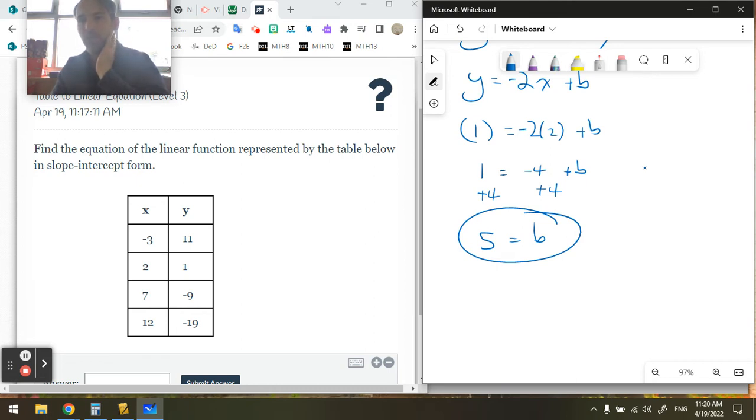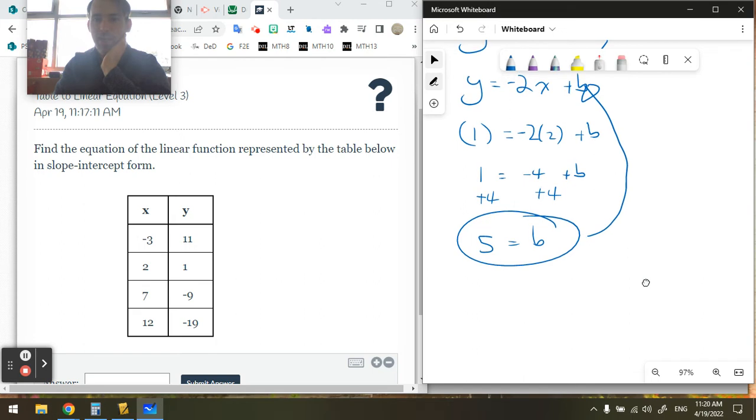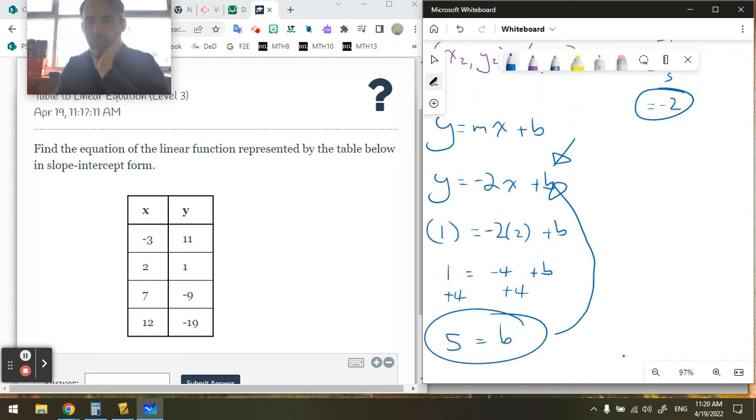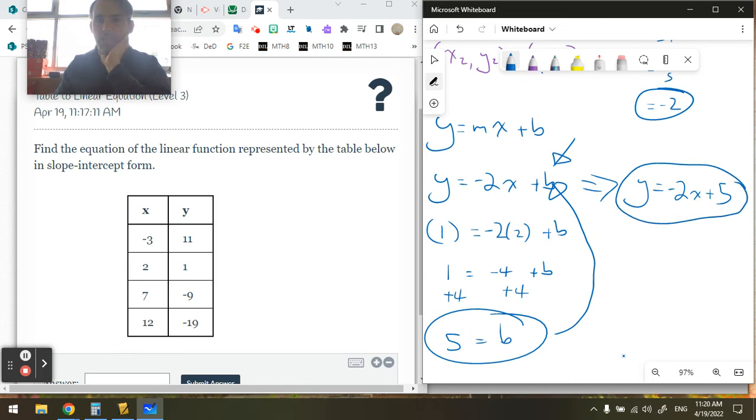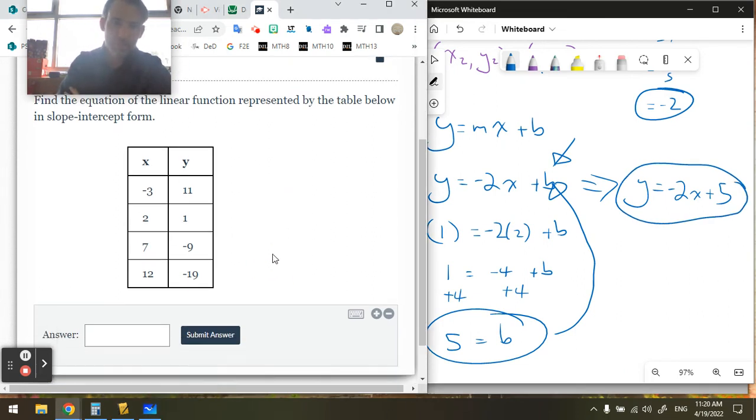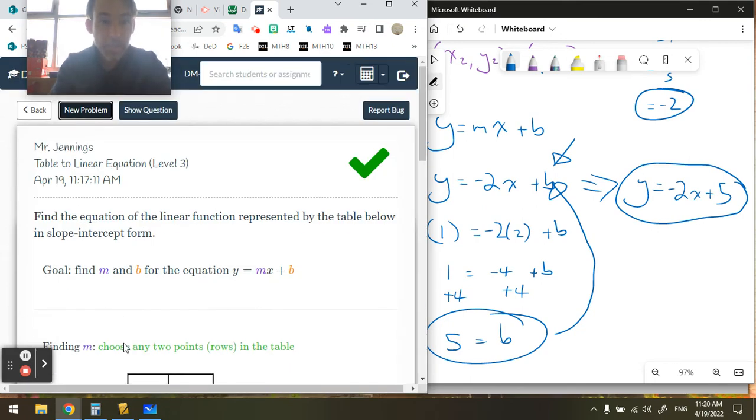There we go. Now I take this and I put it in here. Well, I had the whole equation of the line less b. So let's put that in. Y is equal to negative 2x plus 5. That's the answer. So that was very step by step. Y is equal to negative 2x plus 5. Hooray! And let's do more because they're fun.